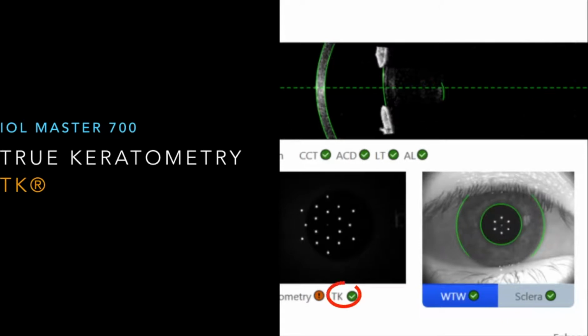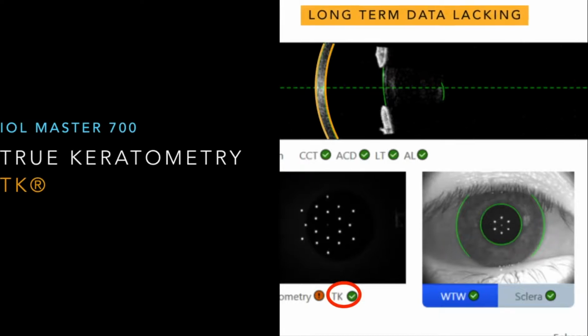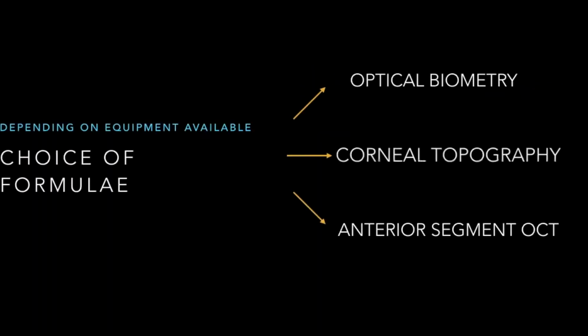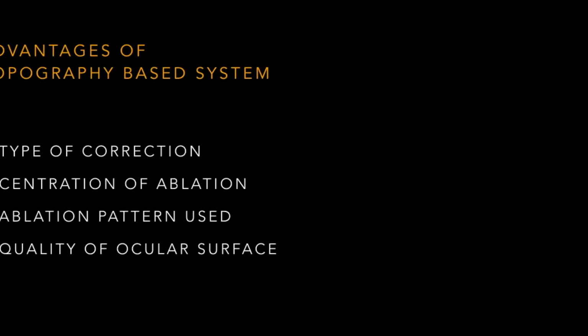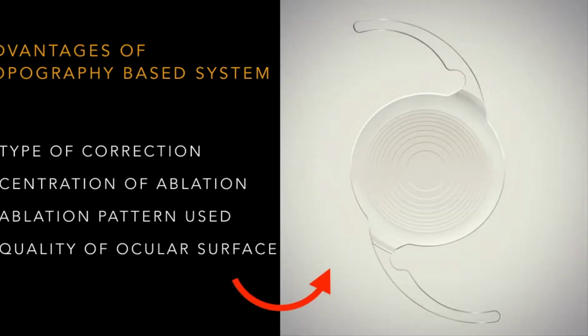A recent promising advancement is the introduction of true keratometry in the IOL Master 700, which estimates true corneal power considering both the anterior and posterior corneal curvatures. However, the data on this is limited and long-term results need to be evaluated. If a topography system is available, then depending upon the device used, a variety of formulae may be employed. Topography devices not only provide direct measurements of the corneal power, but also give other useful information, which is extremely important while planning a multifocal implant in these eyes.